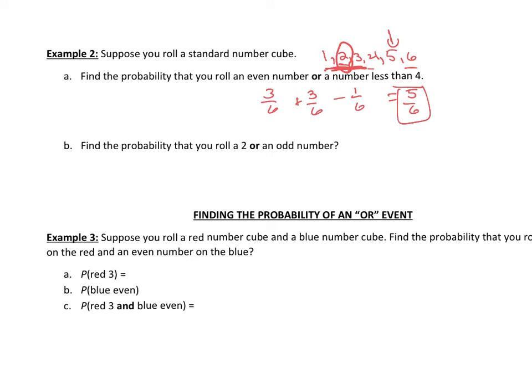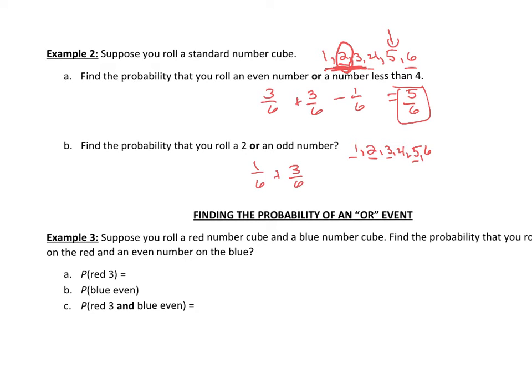If you find the probability that you roll a 2 or an odd number, again, the same thing can work when you look at your 2, 3, 4, 5, 6. Rolling a 2, well, that's a 1 in 6 chance. And then your odd numbers are going to be 1, 3, 5, so that would be a 3 in 6 chance.